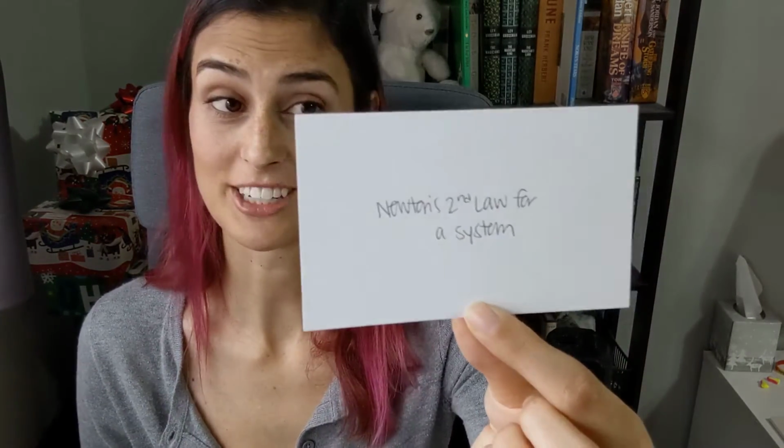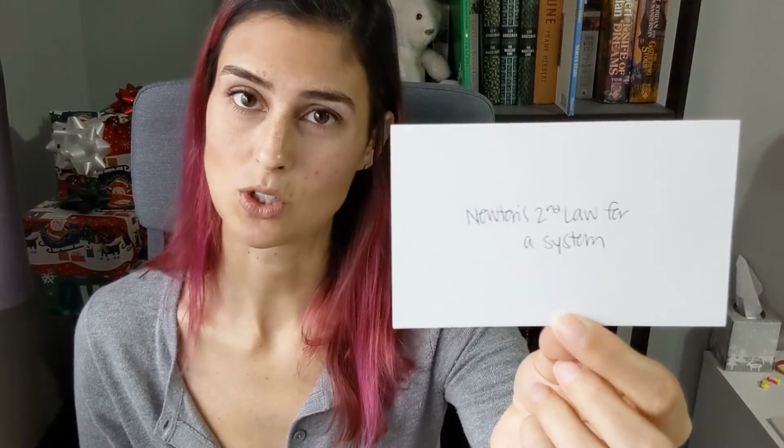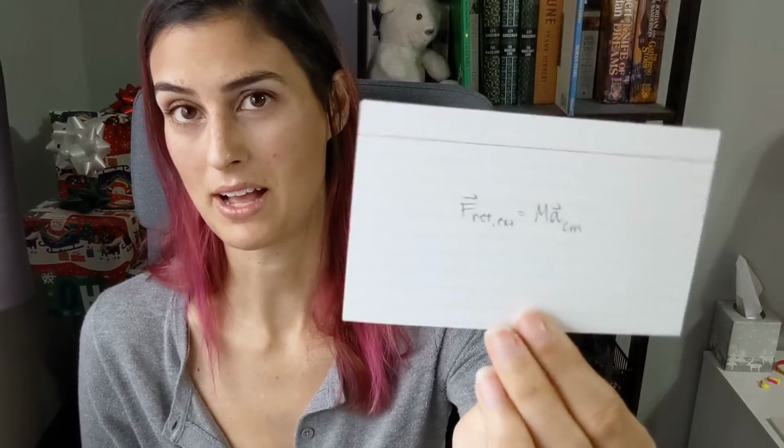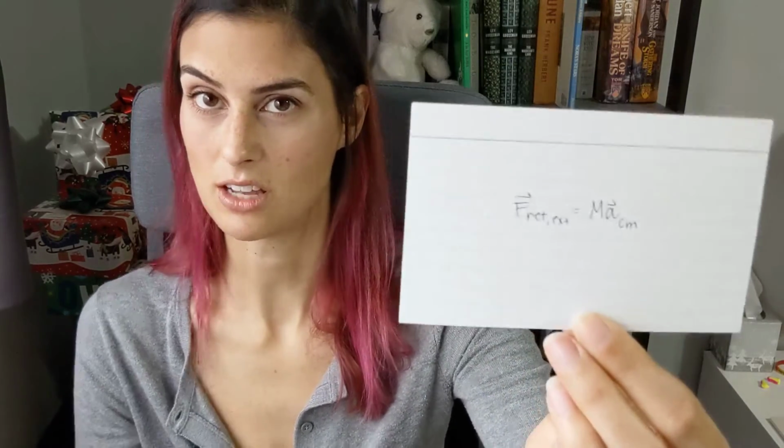Newton's second law for a system says that the net external force on the system is equal to the total mass of the system times the acceleration of the center of mass. So again, this is another iteration of F equals ma, but just saying for a system.